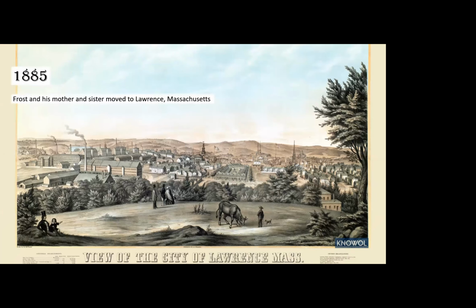Well, also in that year, after Papa dies, Frost and his mother and sister moved to Lawrence, Massachusetts, where they had family. And indeed, the move was actually a return, for Frost's ancestors were originally New Englanders. And Frost would, of course, become famous for his poetry's engagement with New England locales, identities, and themes.